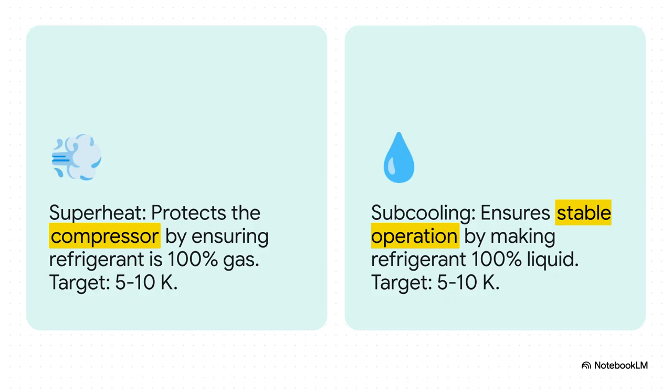Subcooling happens at the end of the condenser. You want the liquid to be a little cooler than its condensation point to make sure only pure liquid enters the expansion valve. This keeps the whole system stable. The target for both is about 5 to 10 Kelvin, which for a temperature difference is the same as Celsius. Get these numbers wrong and you're either damaging the machine or just wasting a ton of energy.